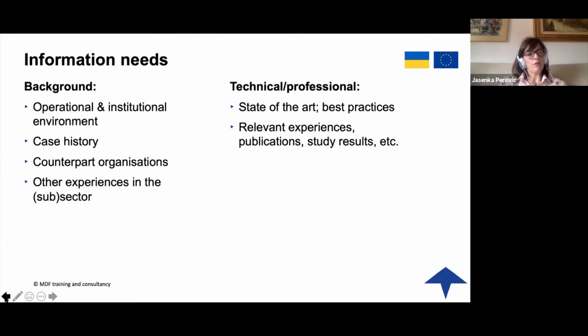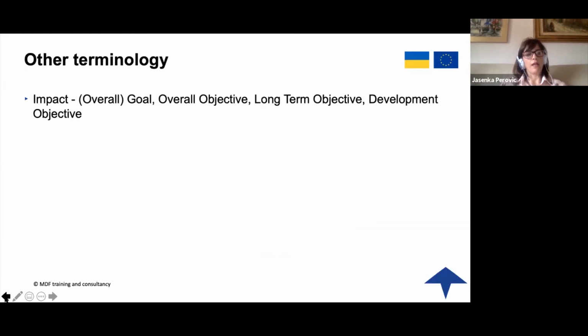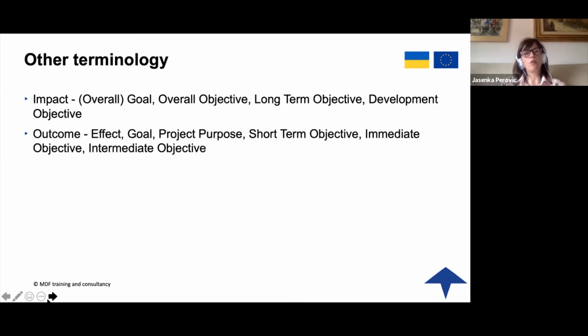But also, as written here on these slides, and as I was using different terminology, again to clarify among all of us, impact is often referred to as the overall goal or overall objective, long-term objective, development objective, and so on. Then outcome can be effect, goal, project purpose. All of this listed here are synonyms, outputs are the results, and then we have activities.